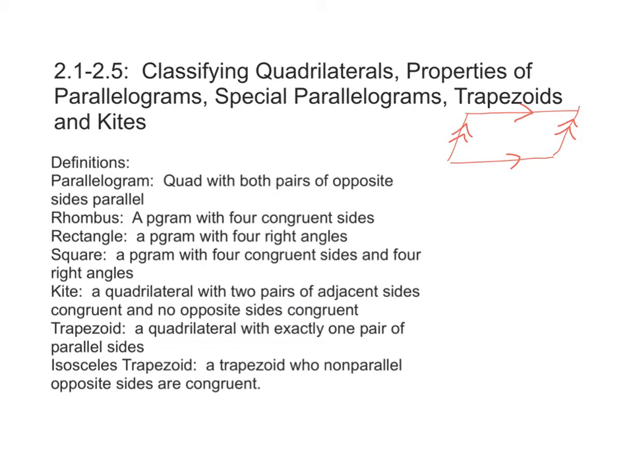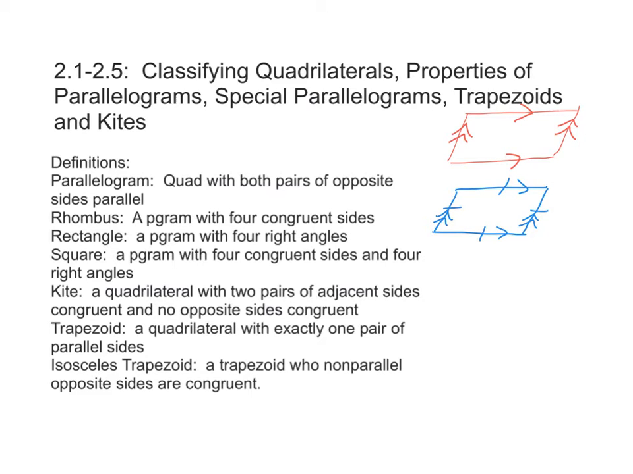So it's going to be looking something like this, where all the sides are the same length, kind of like a square. Of course, it doesn't have to be right angles, that's why it's not necessarily a square. And then opposite sides are parallel. And there's a rhombus for you.